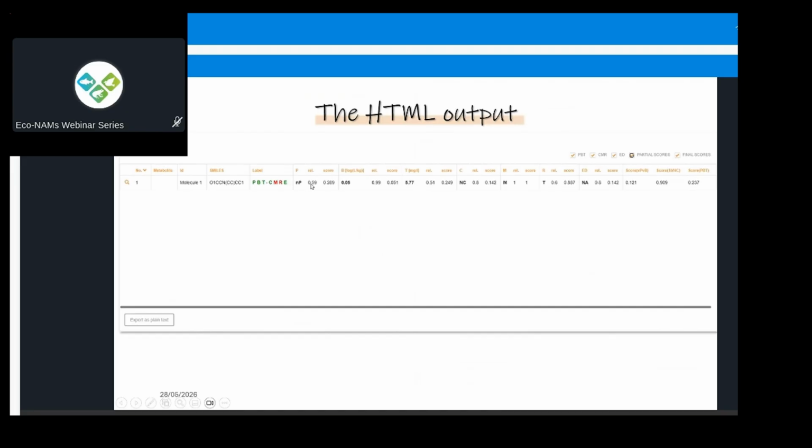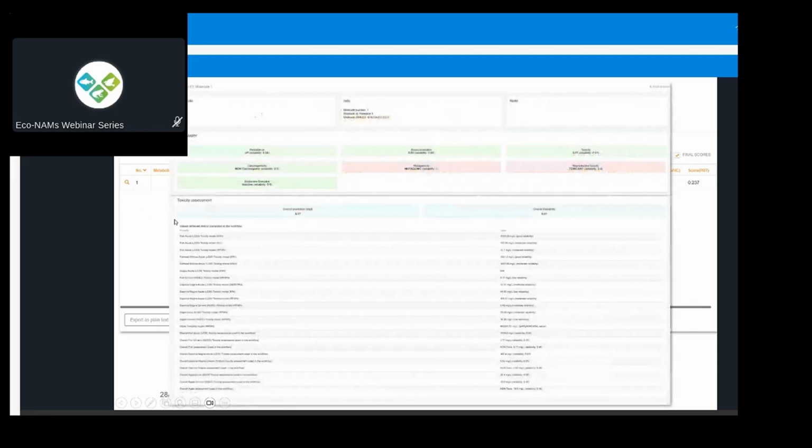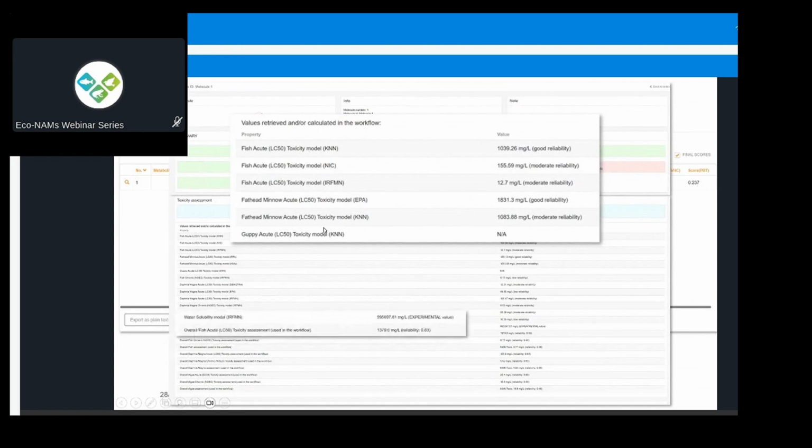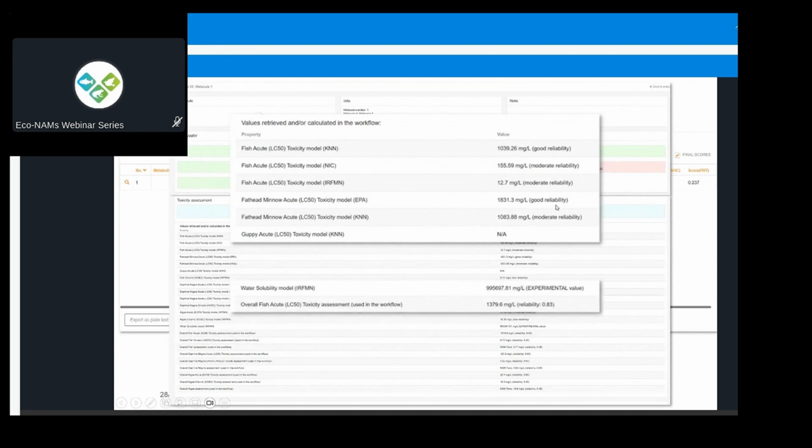This is the HTML output of Janus. Here, usually you have the list of chemicals, in our case, only one, and the summary of the results with the scores. And clicking on the magnifying lens, you can see the details of all the models run for this chemical. In particular, for our case, there are the fish acute toxicity models with their value and reliability as in Vega, the water solubility, and the overall fish, which is the consensus with the value and its reliability.